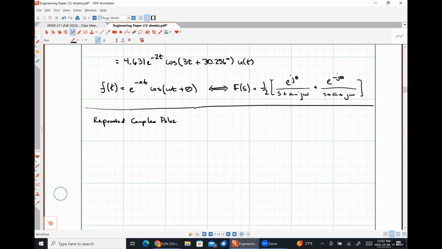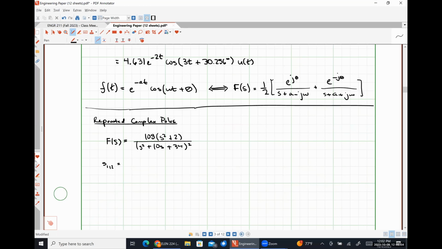Repeated complex poles. So once again, we're going to look at an example to figure out how this thing is going to work. So let's say that we have the following S domain function: 108 times S squared plus 2, divided by S squared plus 10S plus 34, quantity squared. What are the poles of this thing going to be?